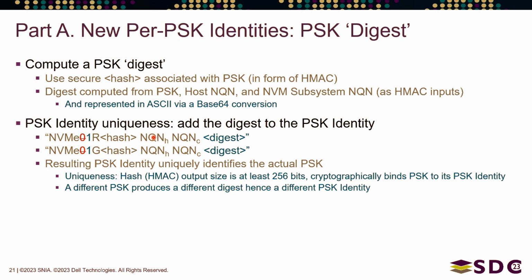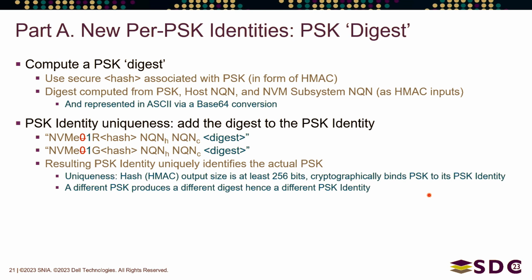At this point, we make the PSK identity unique because we add this digest to the PSK identity. So we change the format of the PSK identity from format 0 to format 1, and then we have the hash identifier, the two NQNs, and the digest. Now the resulting identity uniquely identifies a specific PSK because the HMAC size is at least 256 bits, and so a different PSK produces a different digest and therefore a different PSK identity.